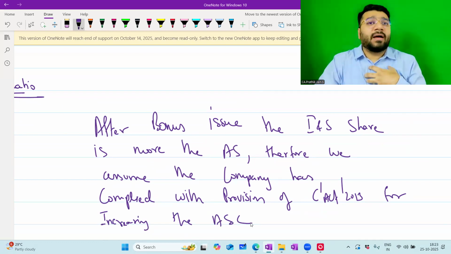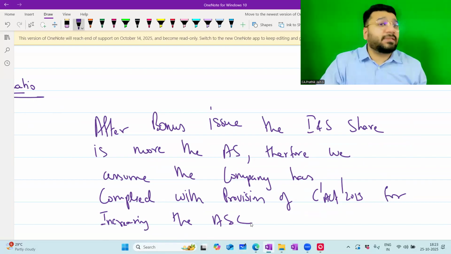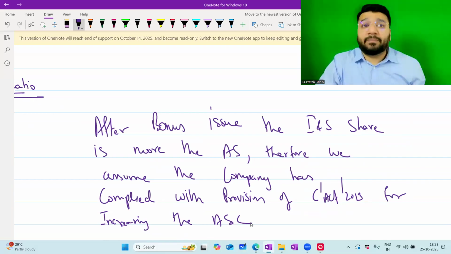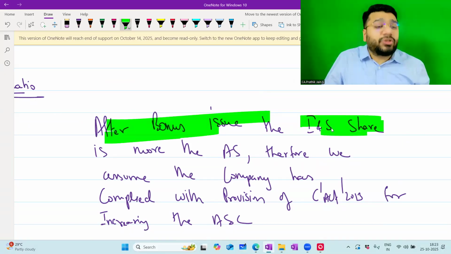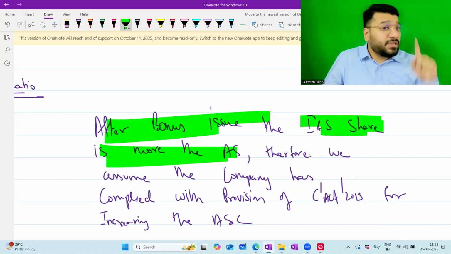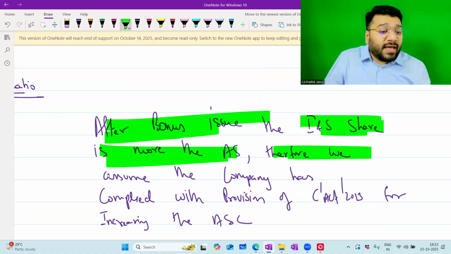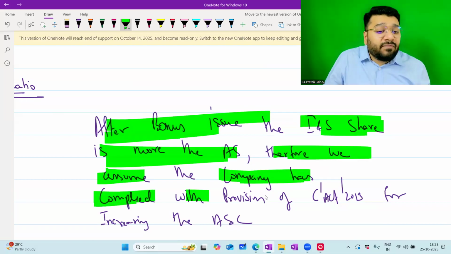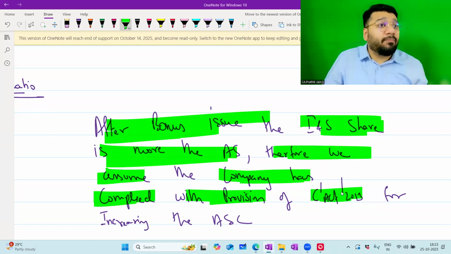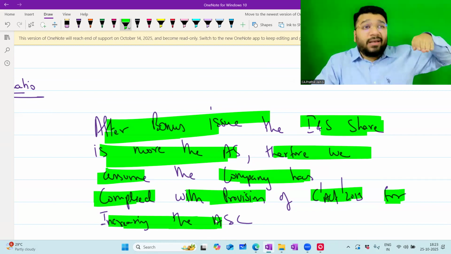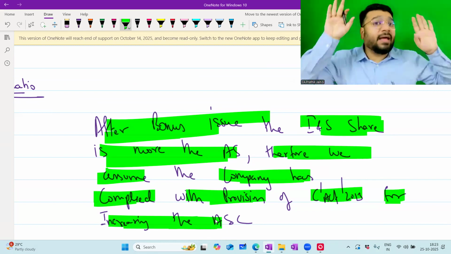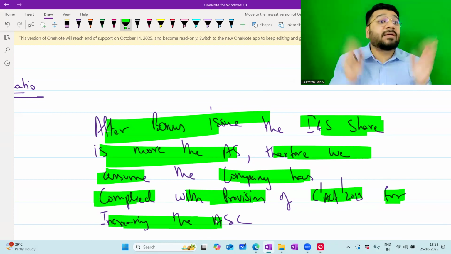It is not our job. It is not auditor's job to do the compliances. The compliance is done by the company, and company will get this compliance done by the company secretary. So we are telling that after bonus issue, the issued share is more than authorized share, which is not correct. Therefore, we assume that the company has complied with the provisions of Companies Act 2013. Whatever company law says, as per that, you've complied to increase your authorized share capital. In authorized share capital, 1 lakh to 1,12,500, we believe you have increased it, so we will give an assumption note.